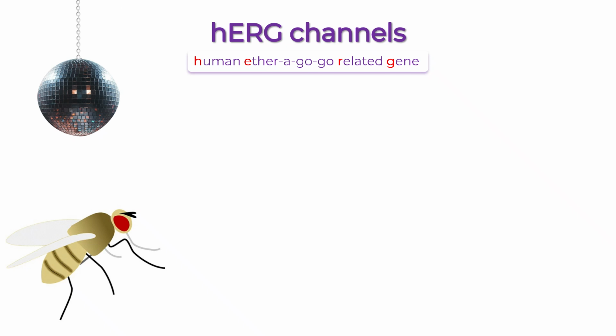This reminded scientists of go-go dancers from 1960s clubs. Think of them as early dance influencers. The name stuck, although hERG's systematic name is KCNH2.